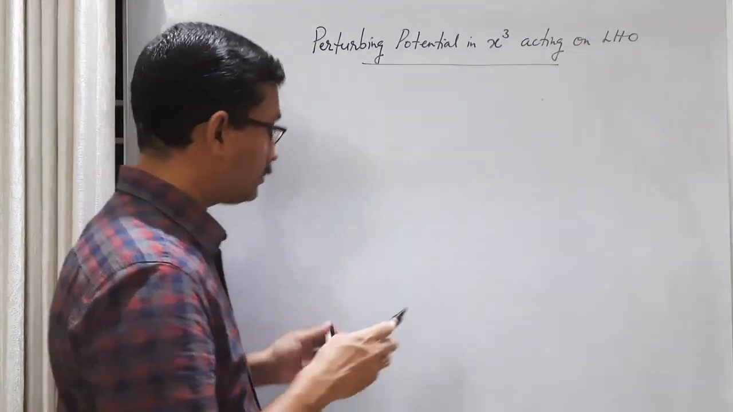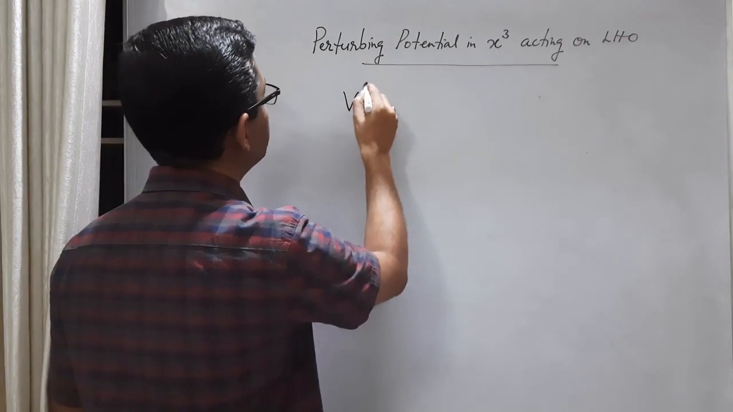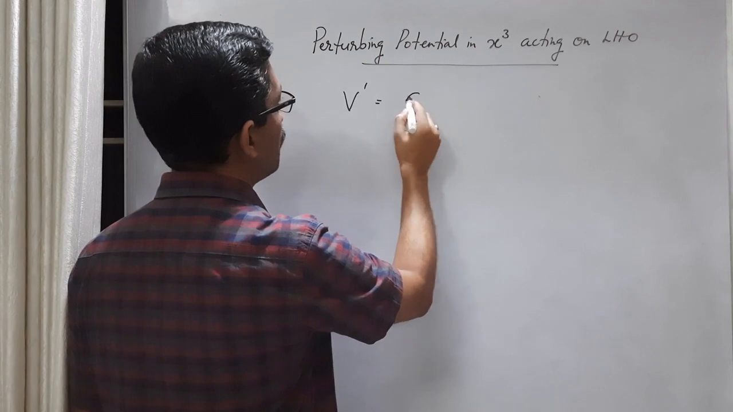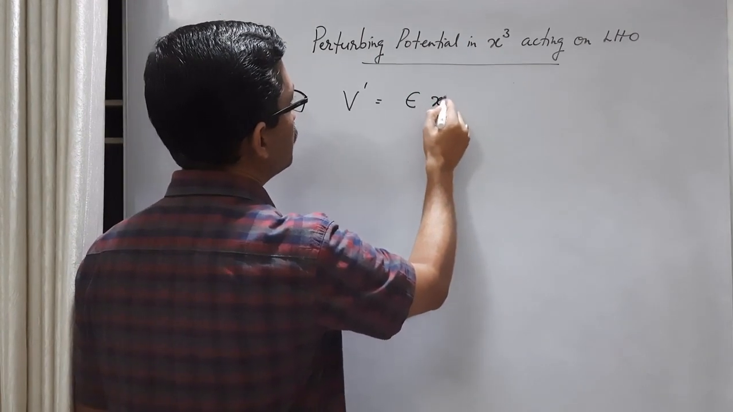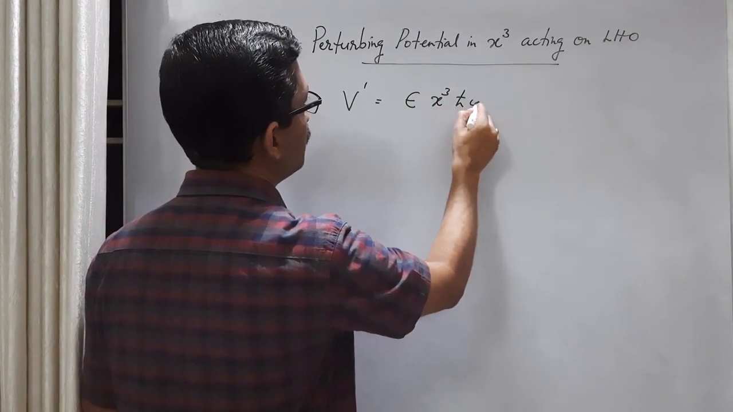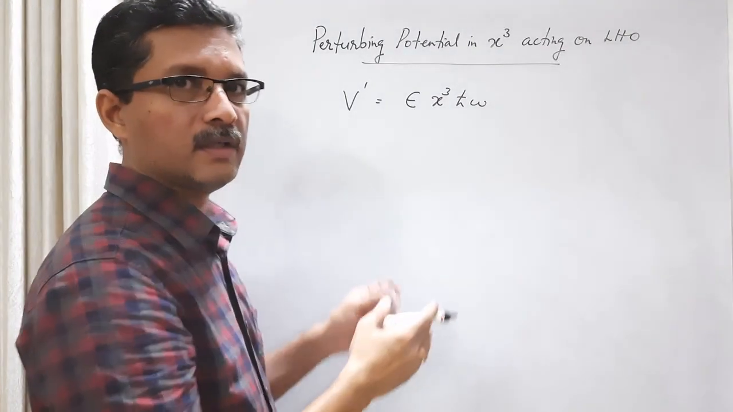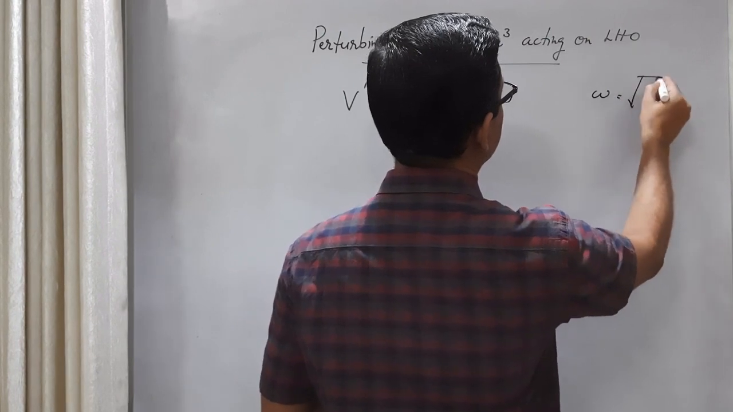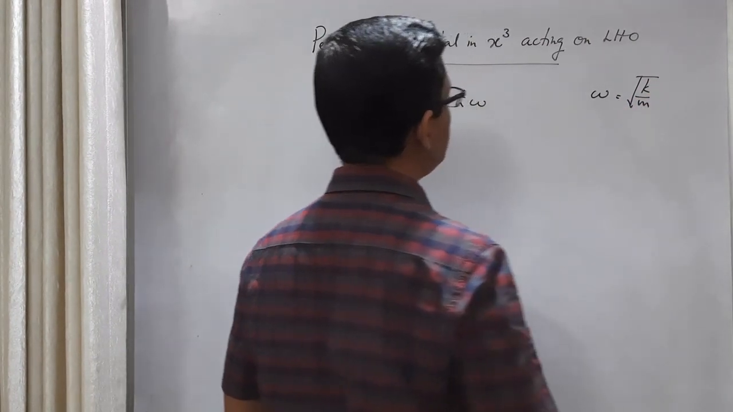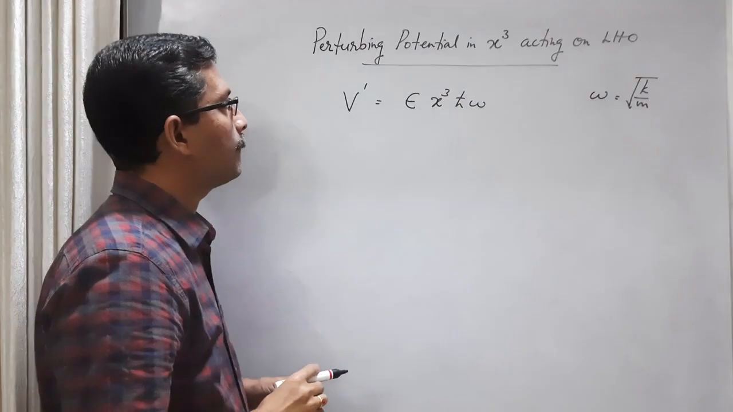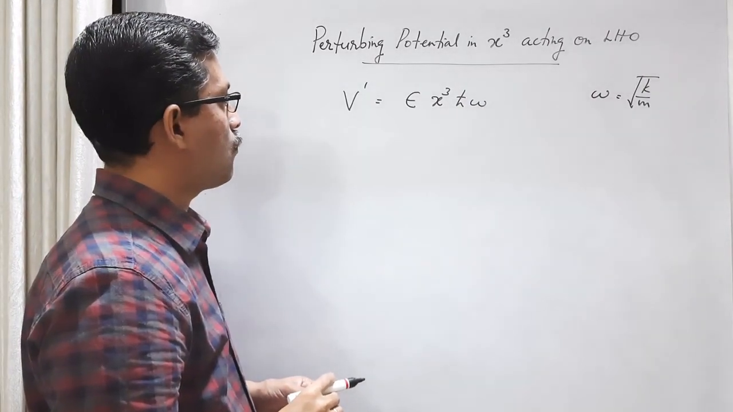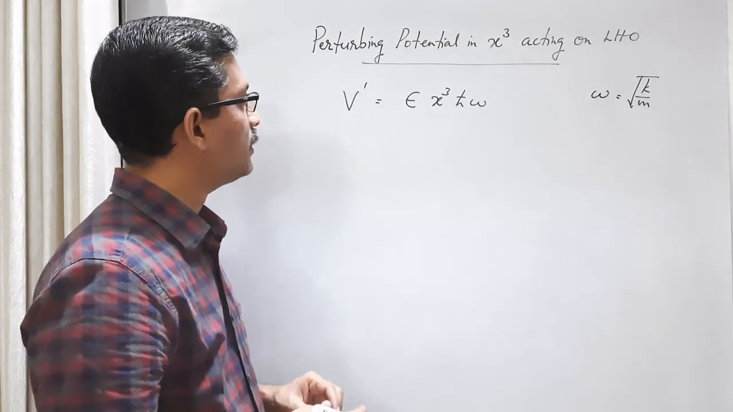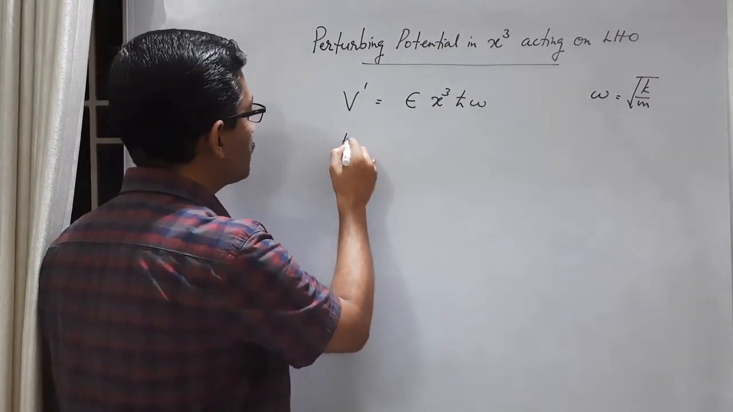So let me introduce some perturbing potential of this form: epsilon, some constant, times x cube times h cross omega, where omega is the angular frequency of the linear harmonic oscillator. Omega is equal to root of k by m. Okay, so this problem is not exactly solvable. We have to use perturbation theory. So what is the first order correction?